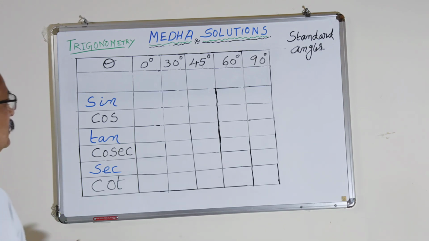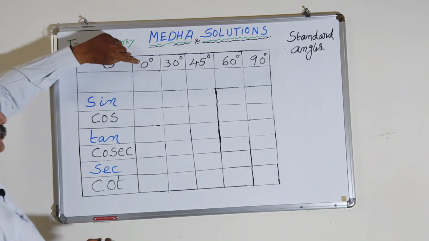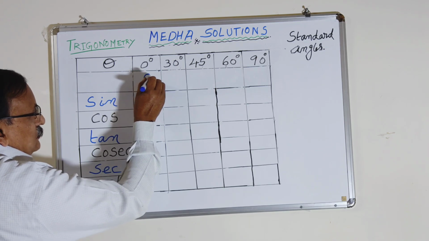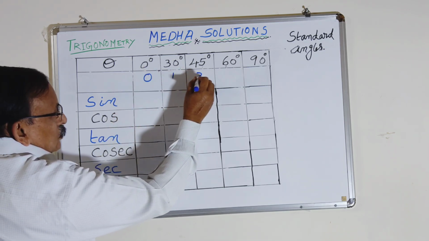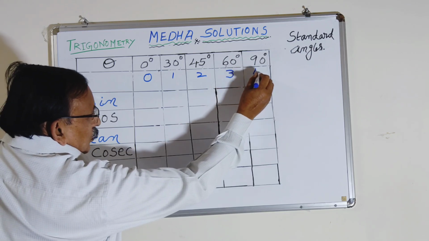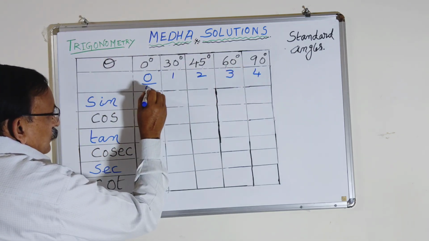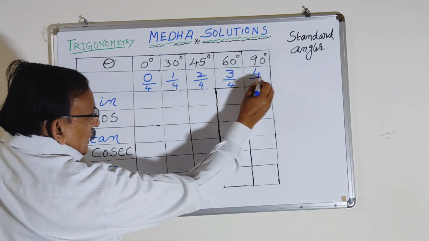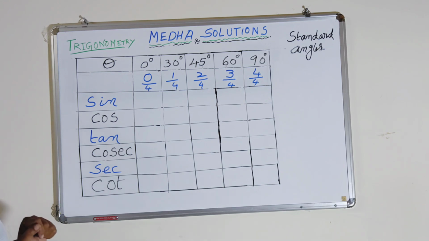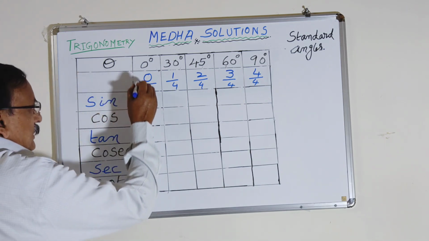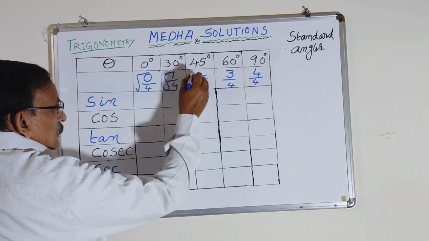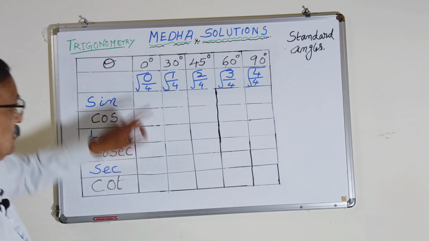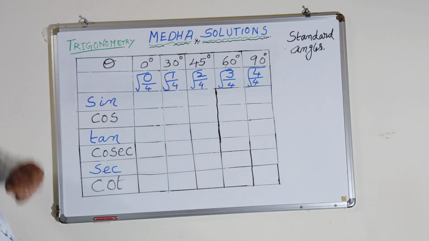See, now here 0 degrees, 30 degrees, 45 degrees, 60 and 90 degrees. I am writing over here our whole numbers starting with 0, 1, 2, 3 and 4, and write by 4, divided by 4, by 4, by 4 and by 4. It's a process. Now take the square root for all the fractions. Now simplify these roots, find out the values.